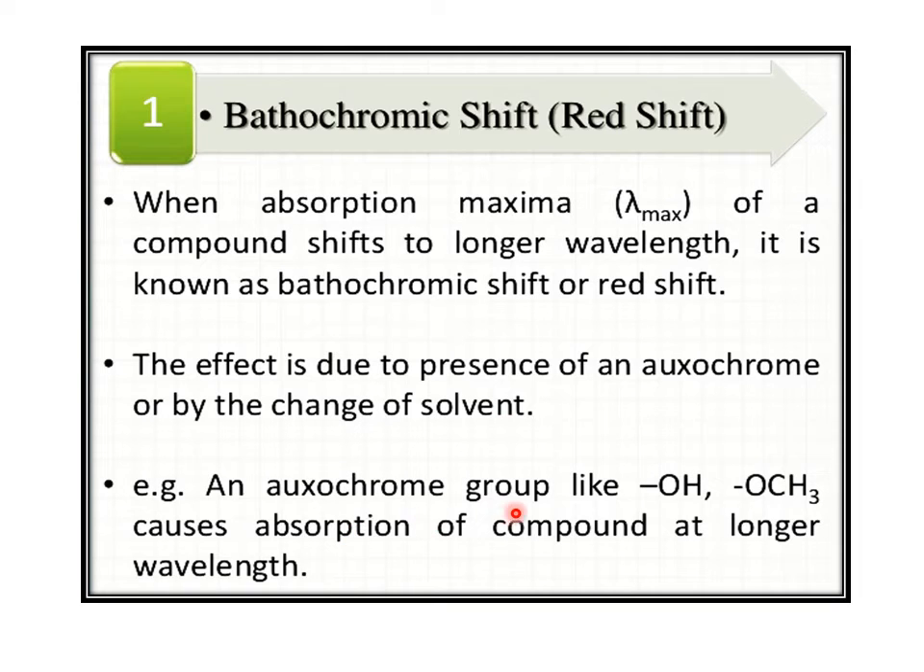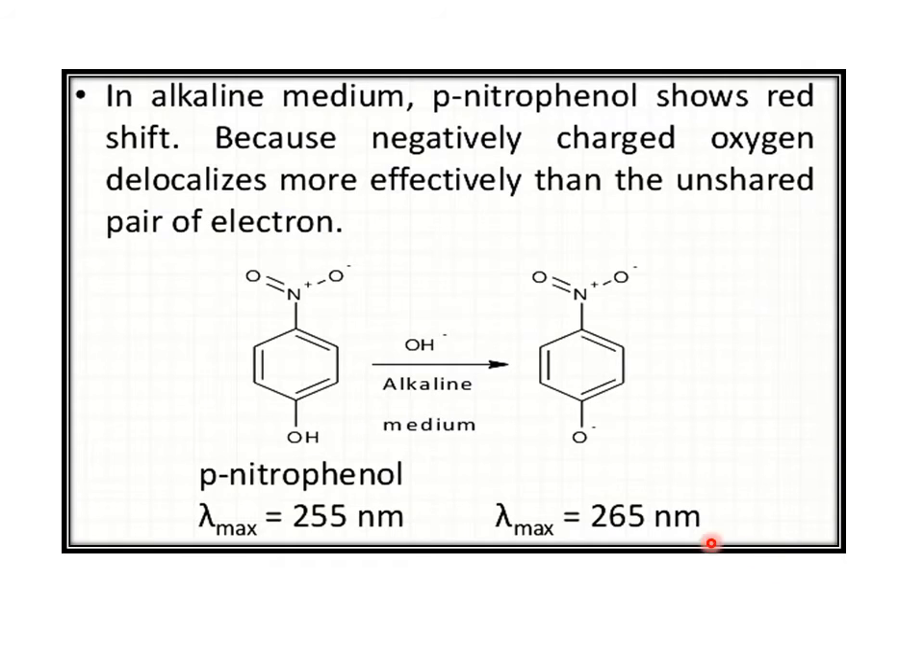For example, an OH group, or a methyl group, causes absorption of a compound at longer wavelengths. With an example, we are going to see nitrophenol. Para-nitrophenol shows a red shift. Before adding any alkaline solution, if you run UV spectroscopy, you will get a value around 255 nanometers. When we add this para-nitrophenol to an alkaline solution and run the spectrum, the absorption moves towards a longer wavelength. The value we get is 265 nanometers.